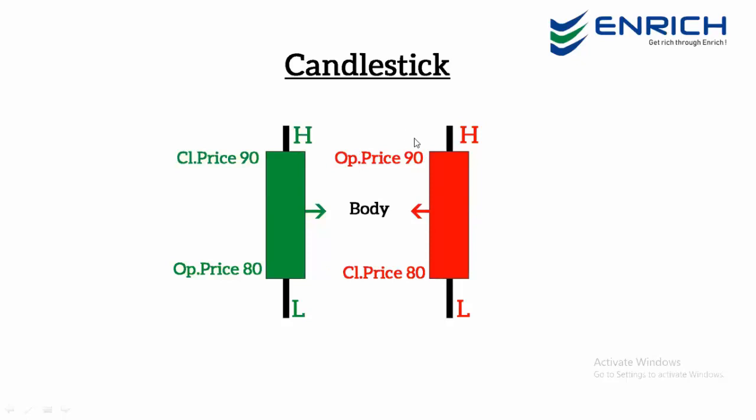Now these sticks that you see, we call them wicks or shadows, right? These are the highest point and these are the lowest point. So for both the green and red candle, the highs and the lows are at the same place. Okay. Now the red color and the green color is the body of the candle. So it shows the difference between the opening and the closing price. Okay.